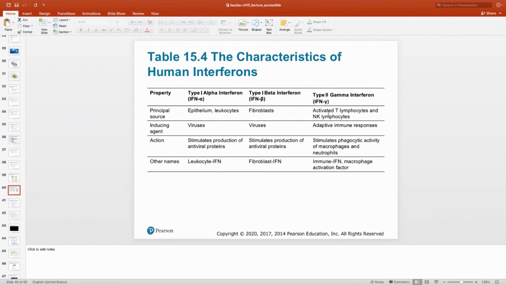Gamma interferon is a little different. This is secreted by activated T lymphocytes and by natural killer lymphocytes. And it's an adaptive immune response. So we're going to talk about that a little later. It will stimulate phagocytic activity in macrophages and neutrophils, and we said that these were the phagocytes. The other name for this is sometimes immune interferon or macrophage activation factor. So these are the characteristics of human interferons.